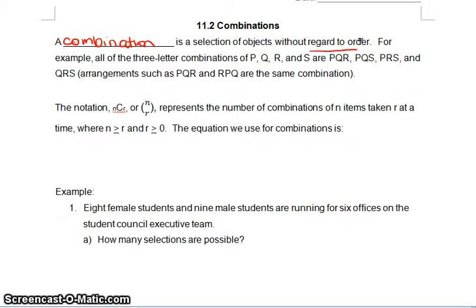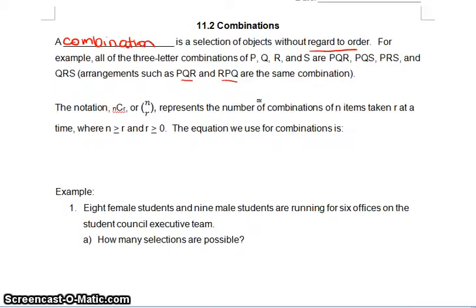Say for example we had P, Q, R, and S, and we looked at all the three-letter combinations. Here we could have PQR, PQS, PRS, and QRS. According to combinations, these are the only combinations we can have of those four letters. Say we had PQR and RPQ. According to combinations, these are the exact same thing. Order doesn't matter. We're using the exact same letters, so those two combinations are actually the same.